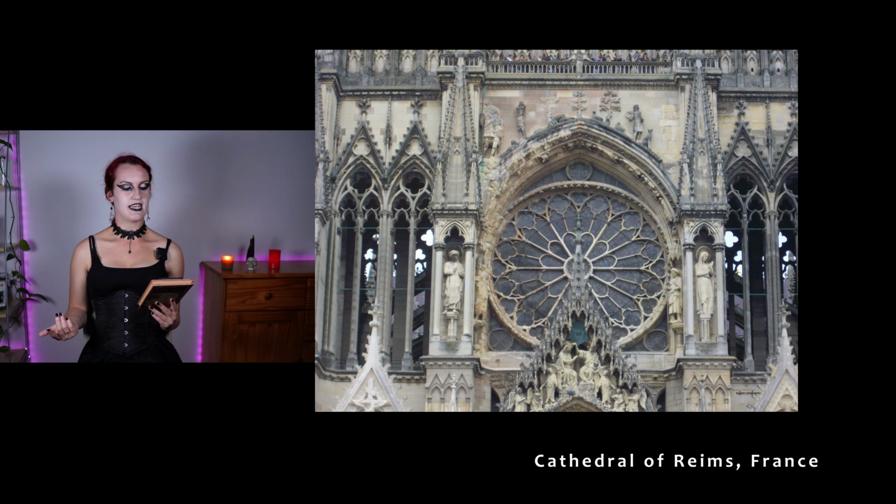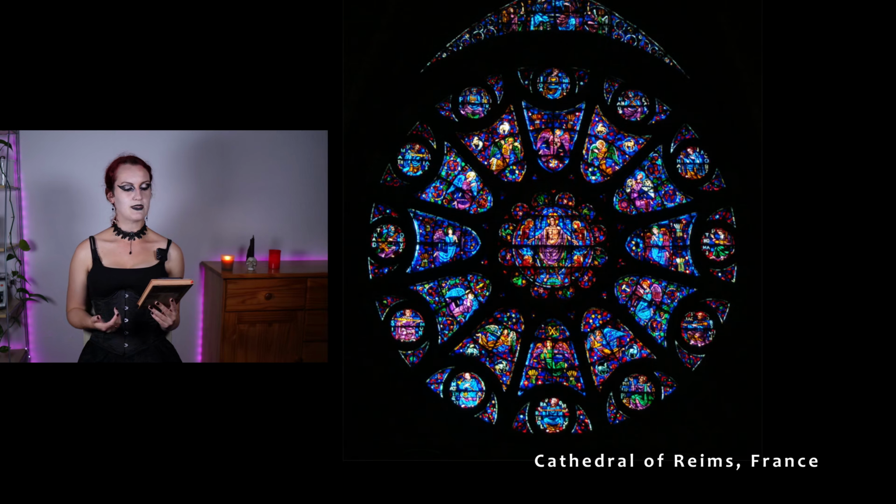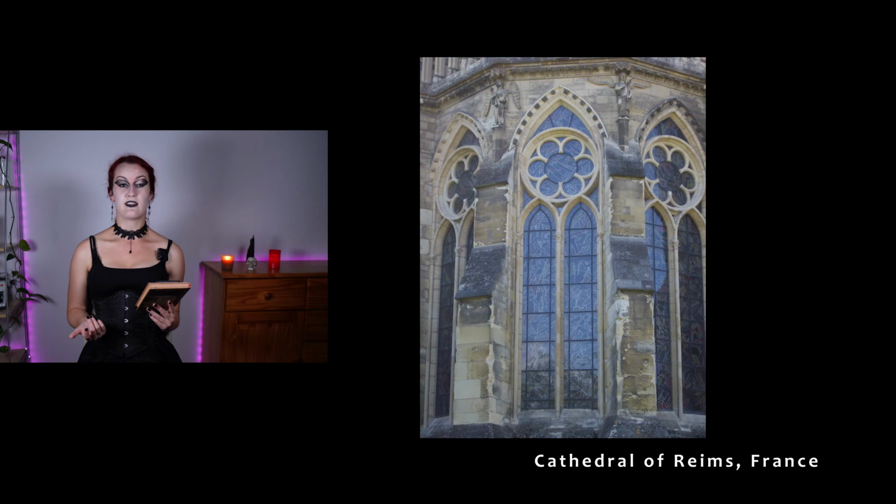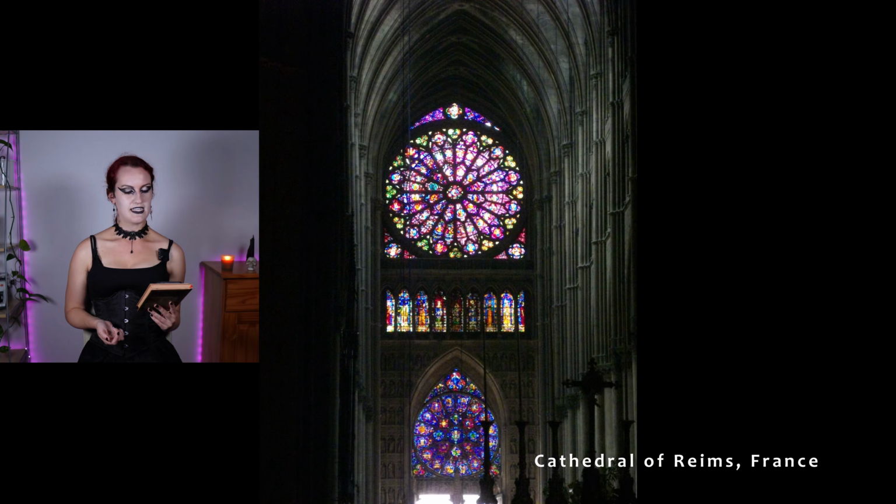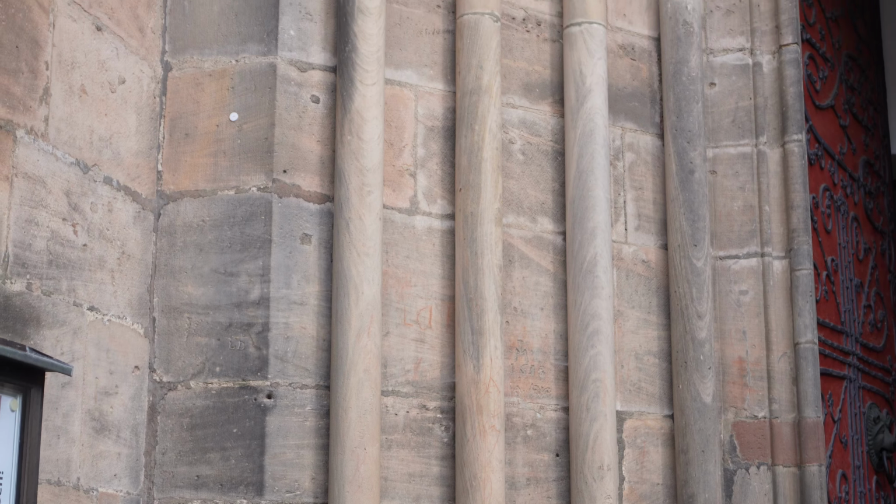Seventh, the rose windows. Large, circular stained glass windows, often placed at the western front or in the transepts of cathedrals, were another hallmark of Gothic architecture. These windows are richly decorated and often represent scenes from the Last Judgment, the Virgin Mary, or other religious themes. Eighth, clustered columns.